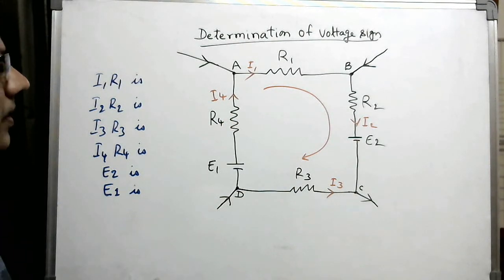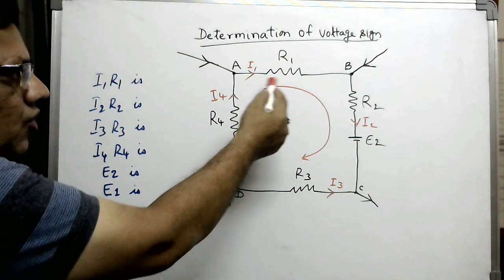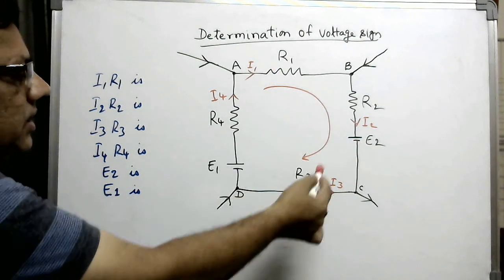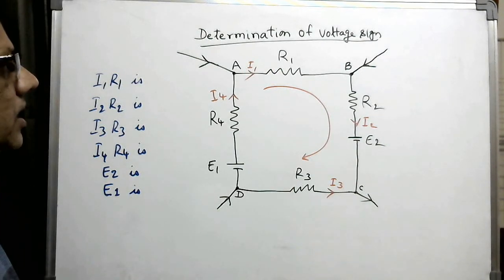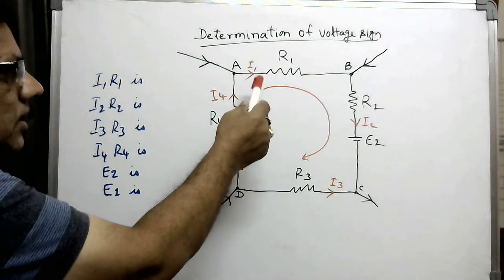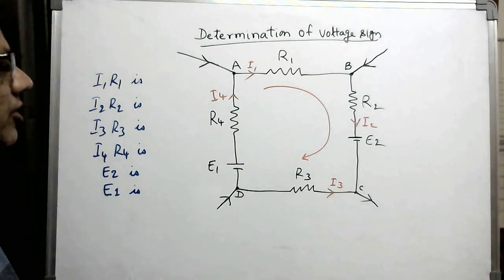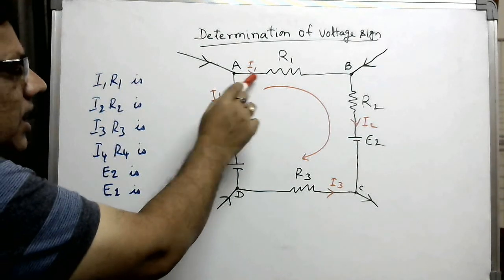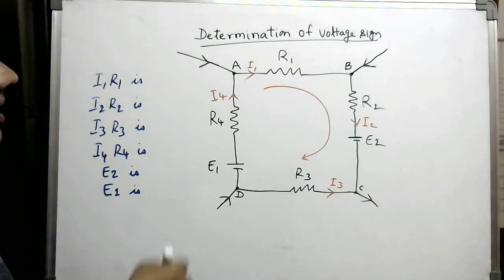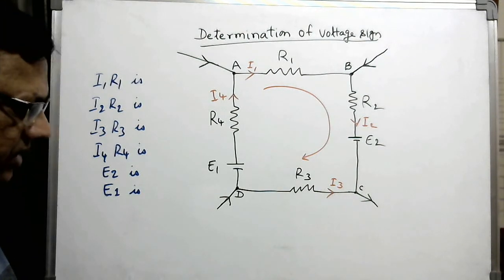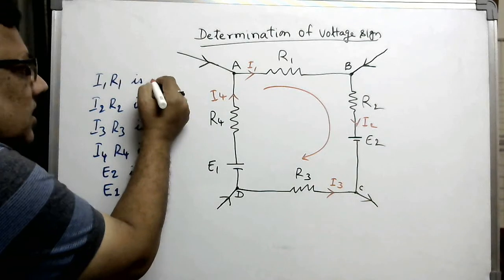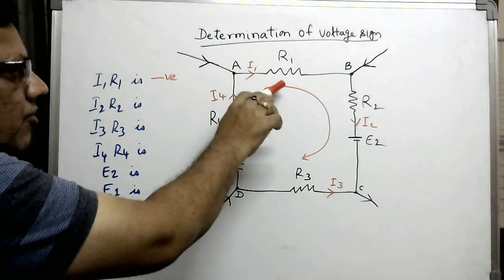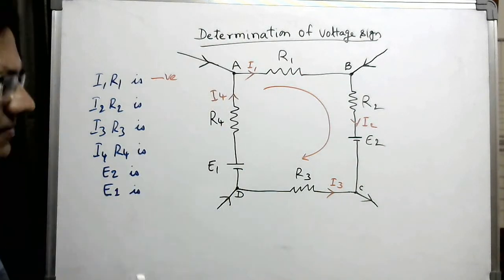Now, the IR drop signs we have seen previously, we will try to apply in this network. The current always flows from higher potential to lower potential, that is, now I1 R1, I1 passing through R1. So here I1 R1 will be a fall in potential. The sign has to be taken as negative because we are moving in the same direction as the current.